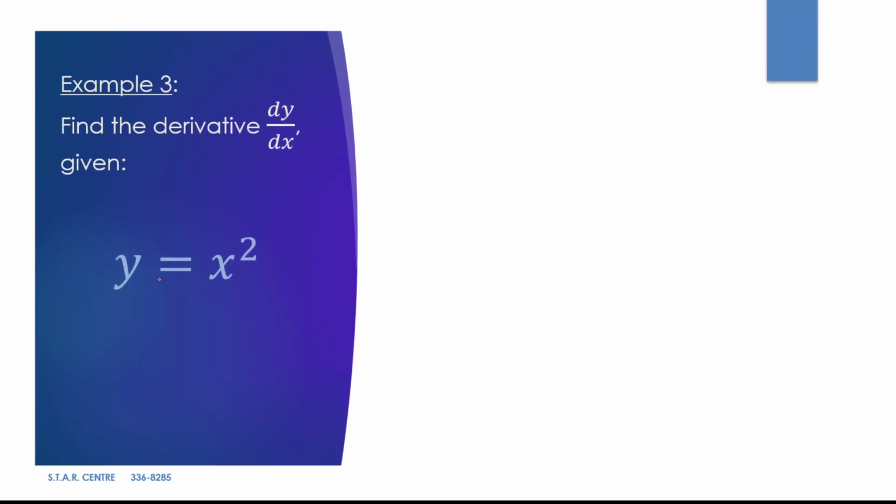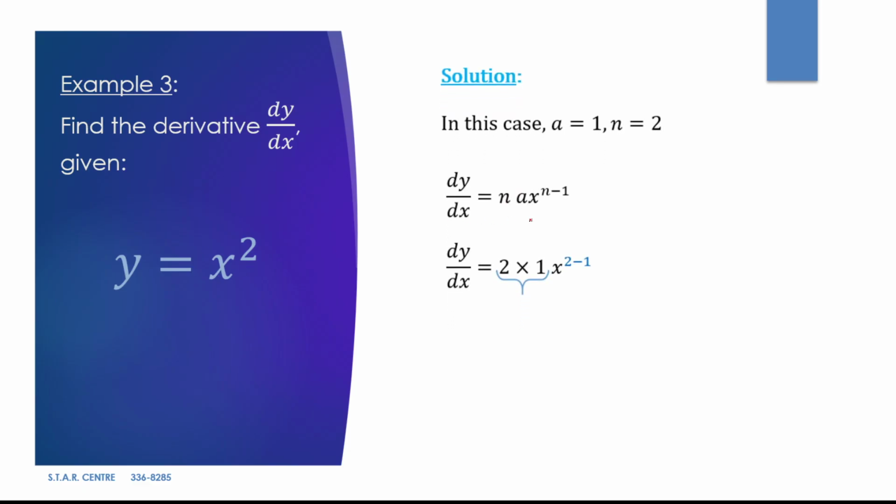Example 3, we want to differentiate y equals x squared. Again, the power rule is in the form y equals ax to the power of n when we use the power rule to differentiate. Our a in this case, since there's no visible value in front of x, is understood as 1. So a would be 1 and n would be 2. Using our power rule, we would have n, which is 2, a is 1, x, and then n minus 1 would be 2 minus 1. And that gives us 2x. That's our final answer.